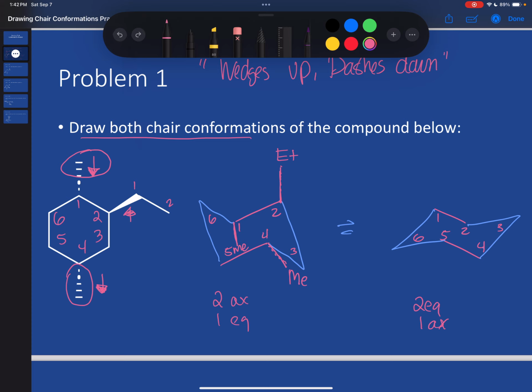When I draw this second chair, I ignore the chair that I just drew. I hope you just didn't slash yours out because we're going to need it. But I don't pay attention to this at all. I just go straight back to the structure that I started with, which is the cyclohexane here. Okay, and I do the same thing.